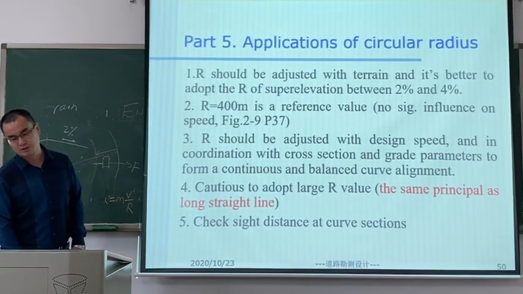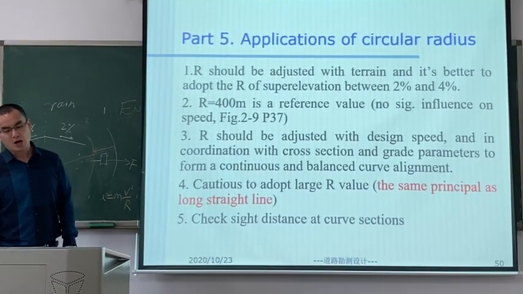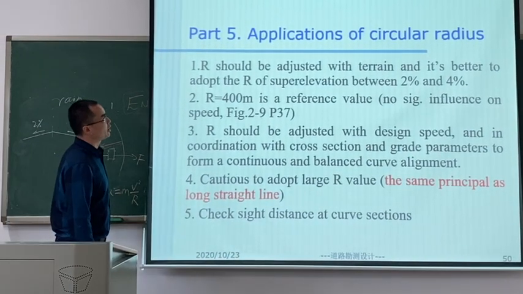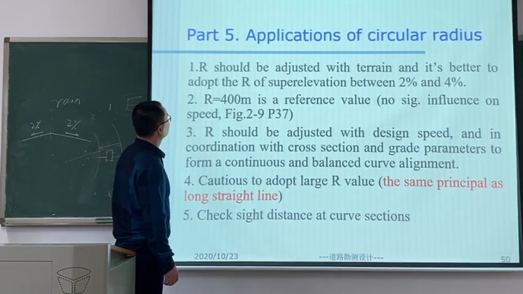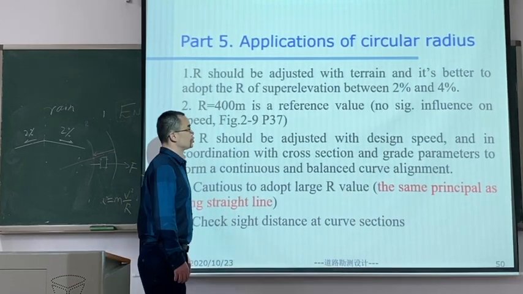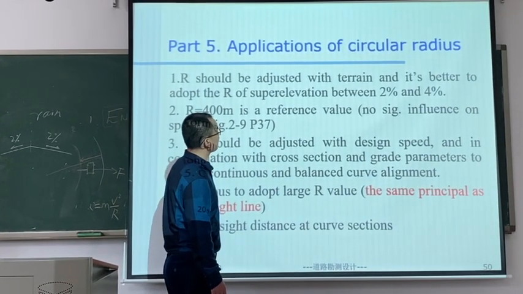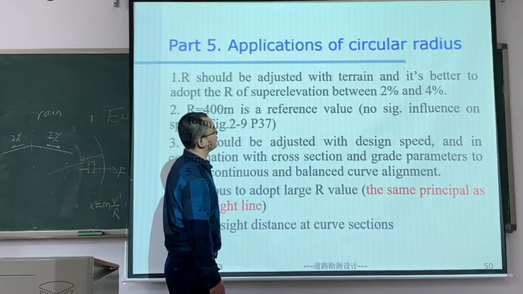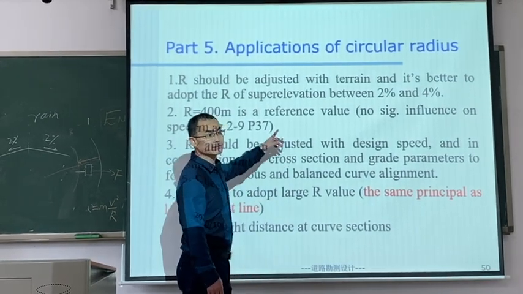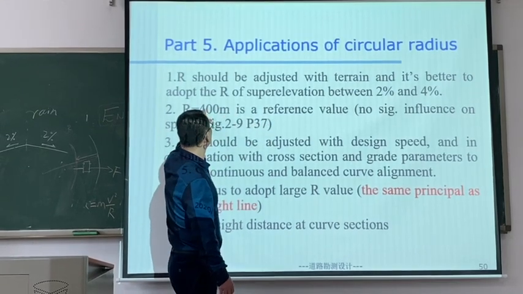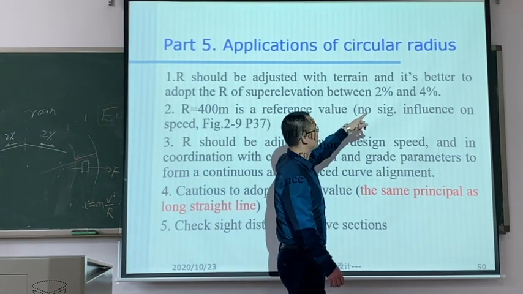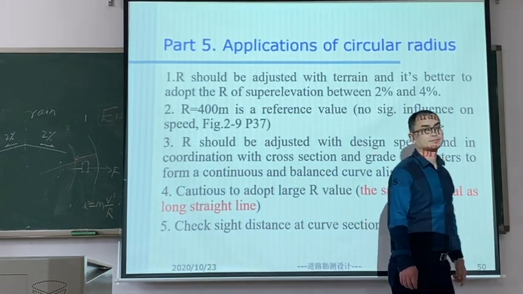Applications of circular radius. R should be adjusted with superelevation, and it's better to adopt the R of superelevation between 2% and 4%.